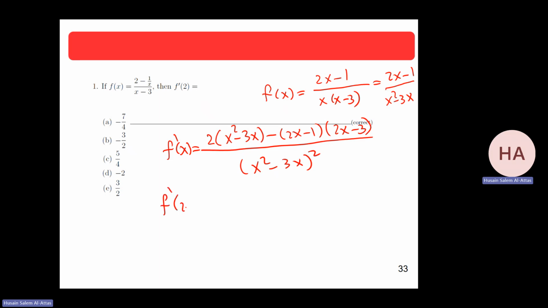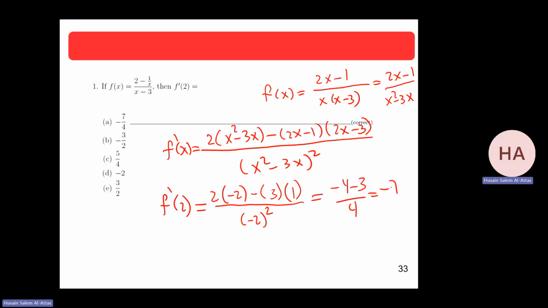What they want is f prime at 2. That will be 2 times (4 minus 6), that will be minus 2. Be careful of the calculation. Minus 2 times 2, minus 4, then minus, here I have what? 4 minus 3, 1. Over 4 minus 6, minus 2, squared. So that gives me minus 4 minus 3 over 4. That will be minus 7 over 4, which is this.